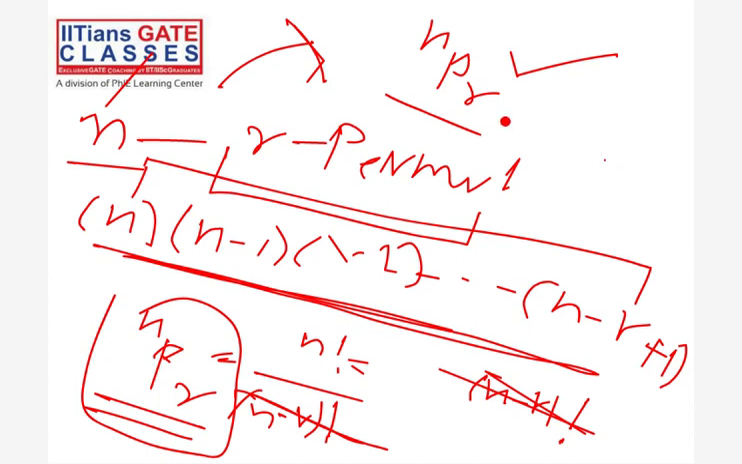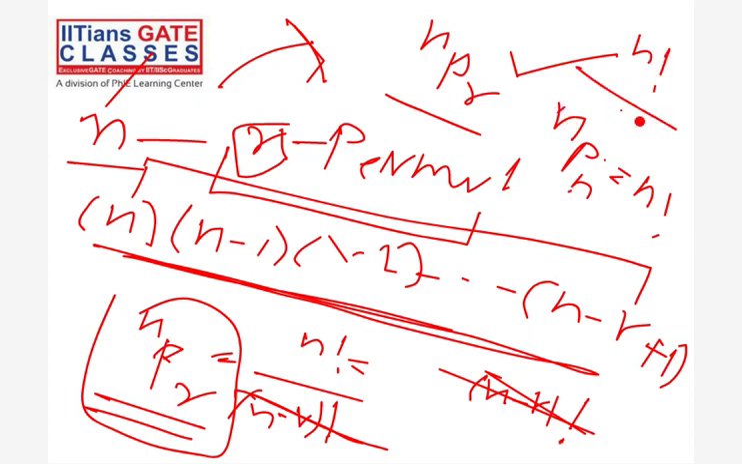Now what will happen if we want to arrange all the n elements? Then this r will be equal to n, and our answer will be npn. And this npn is the same as n factorial. Why? Because npn is nothing but n factorial divided by n minus r factorial, so this is 0 factorial. And just to remind you, 0 factorial is actually 1. Remember this: 0 factorial is taken to be 1.